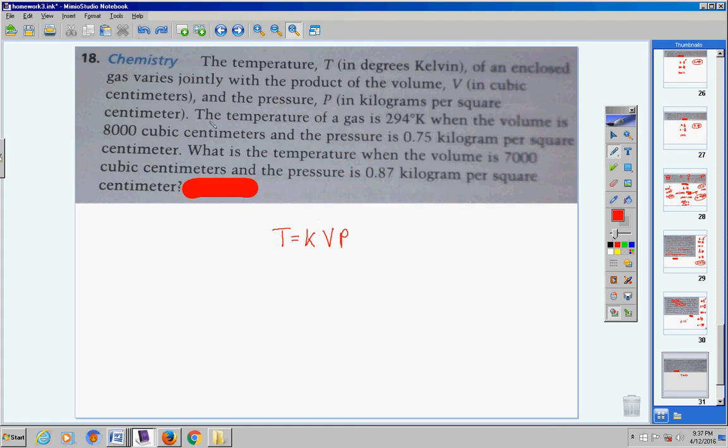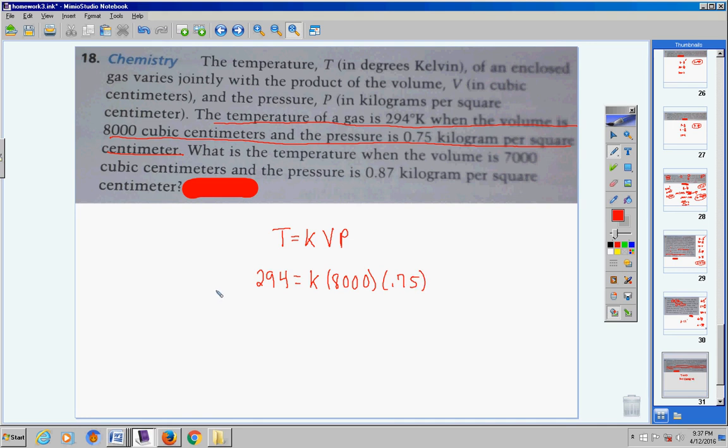Look at this sentence here. They give us one scenario right here. It gives us everything we need to know for our model. The temperature of a gas is 294, when the volume is 8,000, and the pressure is 0.75. Look at that, we can solve for K easily.